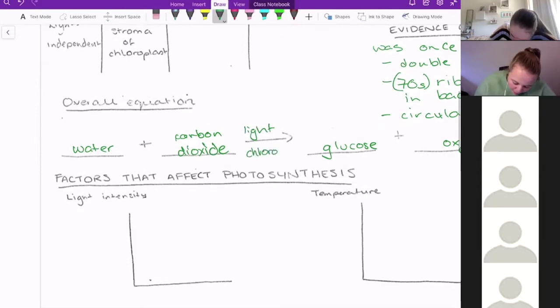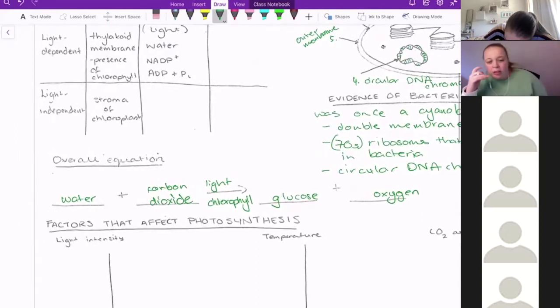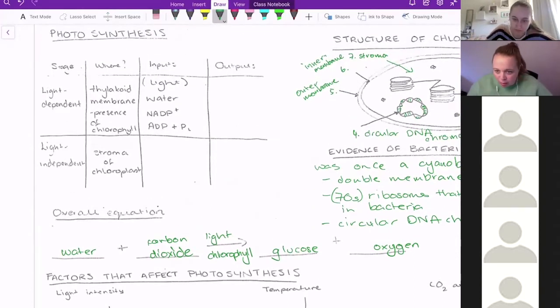Chlorophyll. Good. So, look, the overall equation has come up once or twice, but it's generally not a big deal with photosynthesis. We don't think too much about the overall equation. What is more important is this glorious little table that I've got for you here. The reason I like to go through the overall equation is because it can help us to fill in this table.